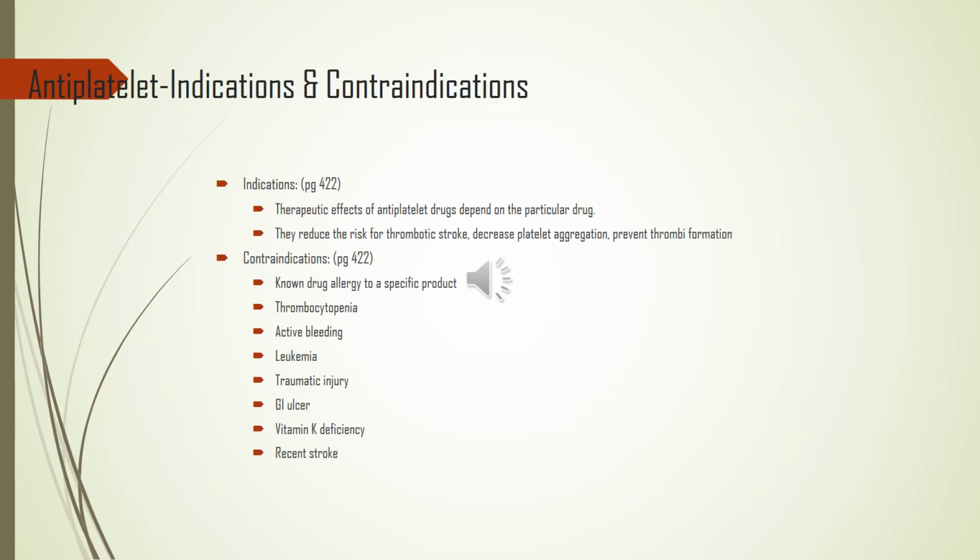As you can see, as we go through these, you're going to see a big thing. Active bleeding. You're not going to give somebody something to thin out the blood if they're already bleeding. You're not going to give these to a hemophiliac because they already have problems with blood clotting. Recent stroke, we're looking at recent stroke within the past 2 months.